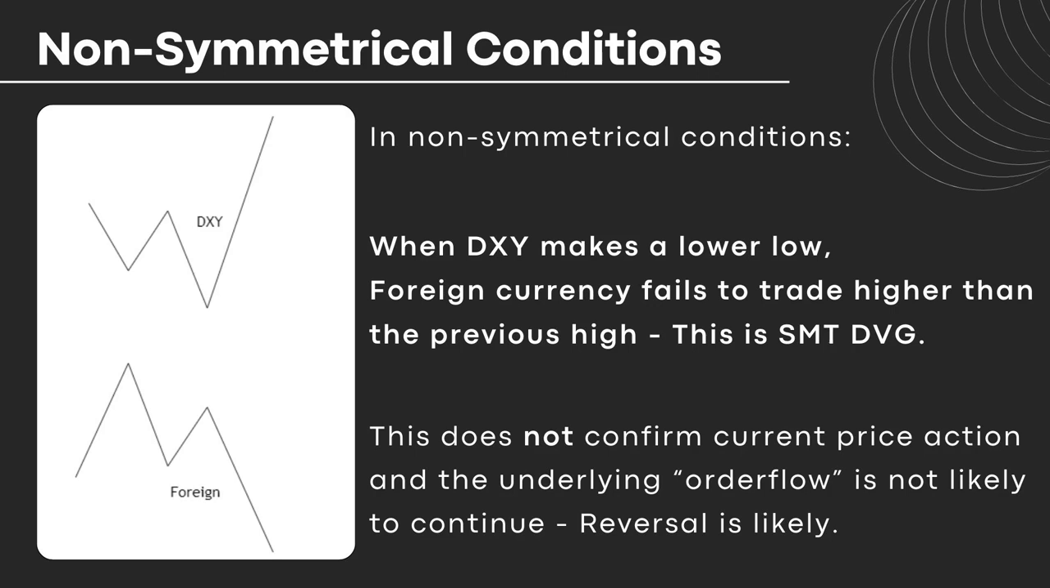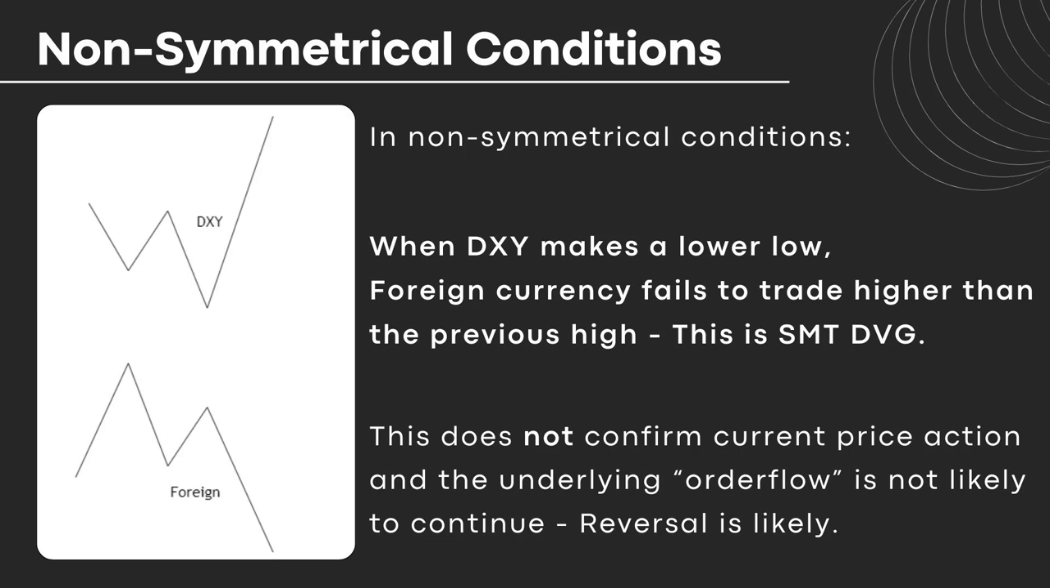The way we are going to determine, gauge and measure whether the structure is in a non-symmetrical market condition is through the following metrics and using the following framework, right? So in a non-symmetrical market condition, when DXY or the benchmark asset makes a lower low, the foreign currency or the underlying asset makes a lower high and fails to trade above the previous high. This is what we call a divergence and discrepancy in variation in price, right? And this suggests that there is an SMT, right?